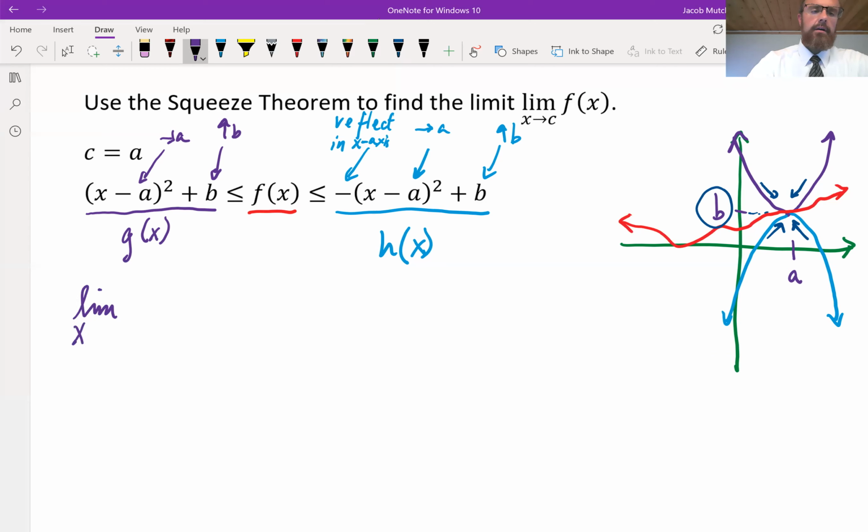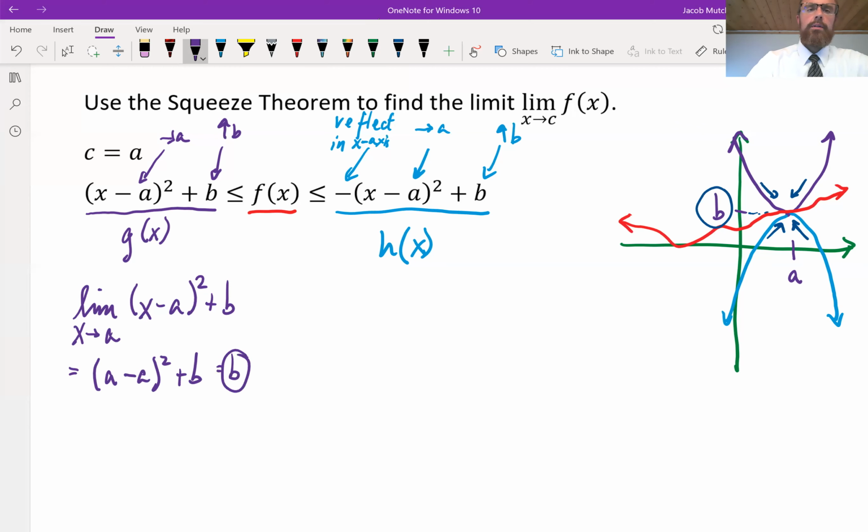as x approaches, I'm just going to say a, of x minus a squared plus b. Let's go ahead and solve that. So I'm going to try direct substitution. That is a for x minus a squared plus b. A minus a is 0. 0 squared is 0. 0 plus b is b.